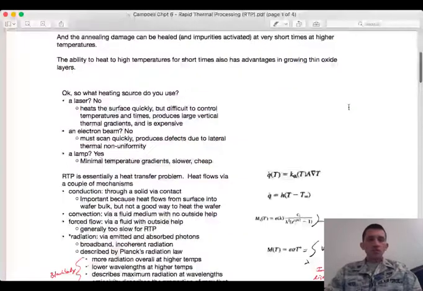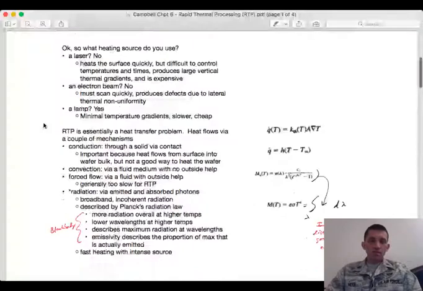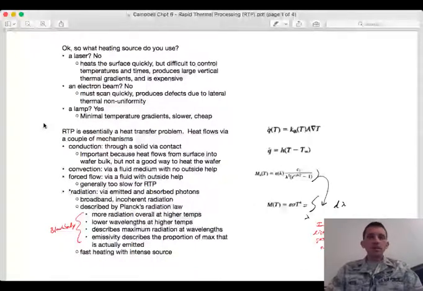This also, as we'll see later, can be used to grow thin oxide layers, which are beneficial as our devices get smaller and smaller. The oxide layers need to get thinner as well. Okay, so we need to heat the wafer, heat the surface very rapidly.